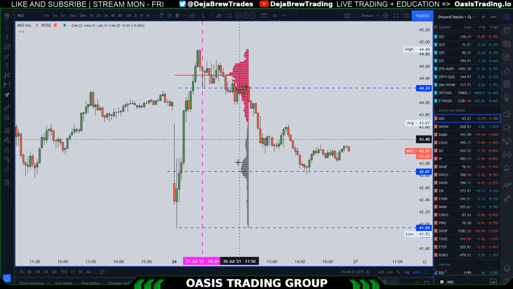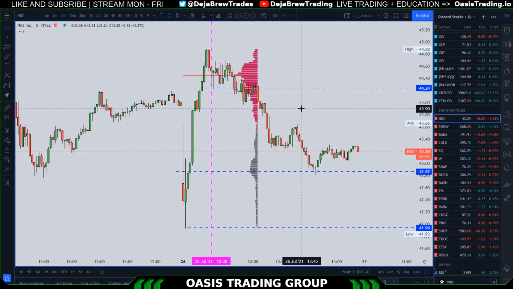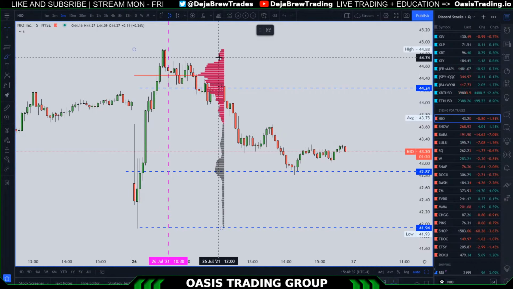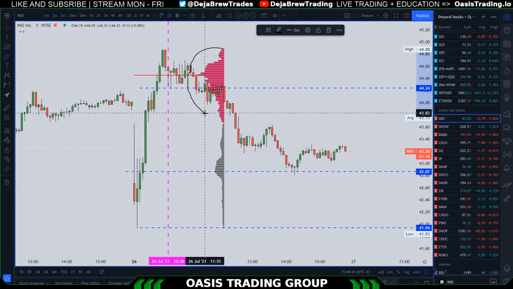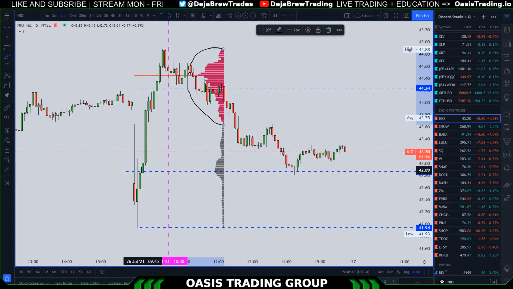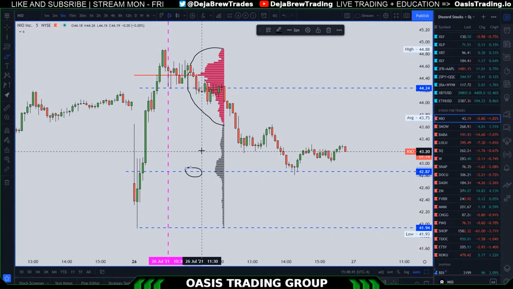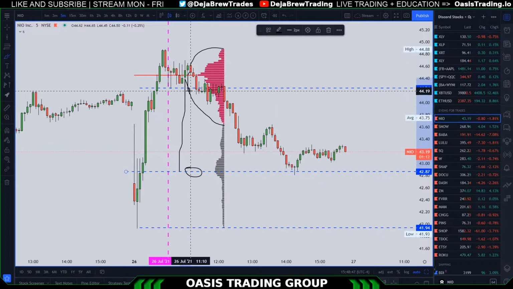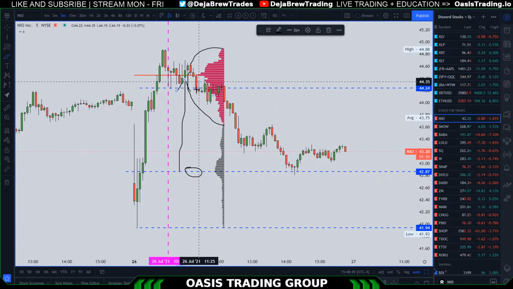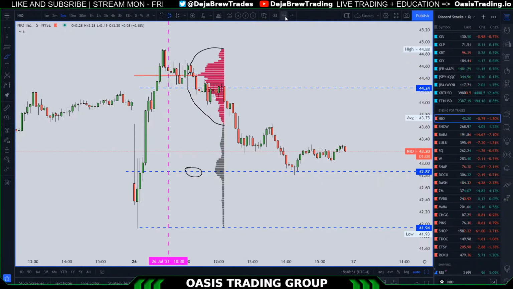This would be what it looked like while it was trying to bounce off the initial balance high. So you did gain value up here. You had a nice little value shift. Your initial balance POC was way down here, your current POC is way up there. So you definitely gained value. You just couldn't hold on to it.